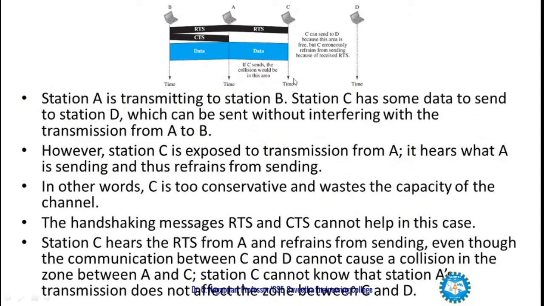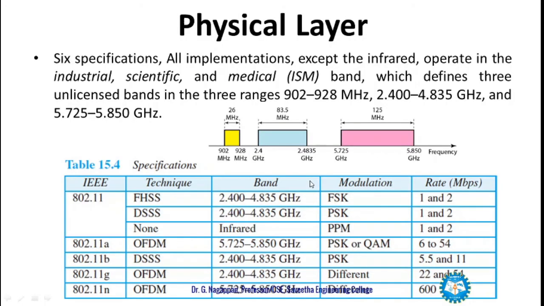In other words, C is too conservative. The handshaking messages RTS and CTS cannot help in this case. So station C hears the RTS from A and refrains from sending, even though the communication between C and D does not cause any collision in the communication from A to B. Station C cannot know about station A's transmission, and it does not affect the zone between C and D. So this is the exposed station problem.